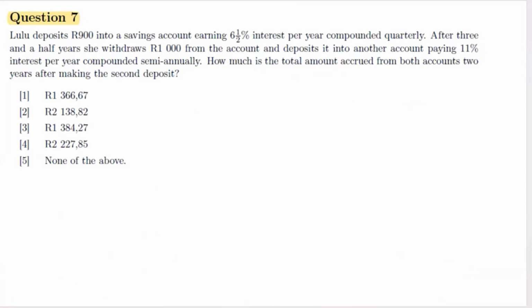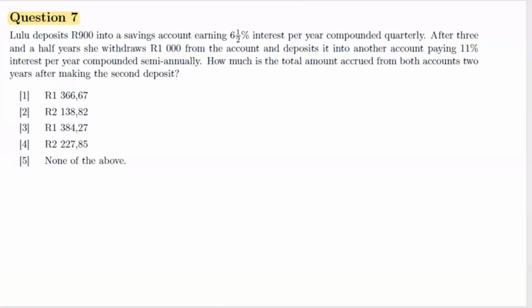Okay, so here we've got this question. Let's say Lulu deposits 900 into a savings account, earning 6.5% interest per year, compounding quarterly. This one is straightforward. We are told that it is compounding quarterly. We are happy. We know our M is equal to 4, and we are going to be using compound interest.